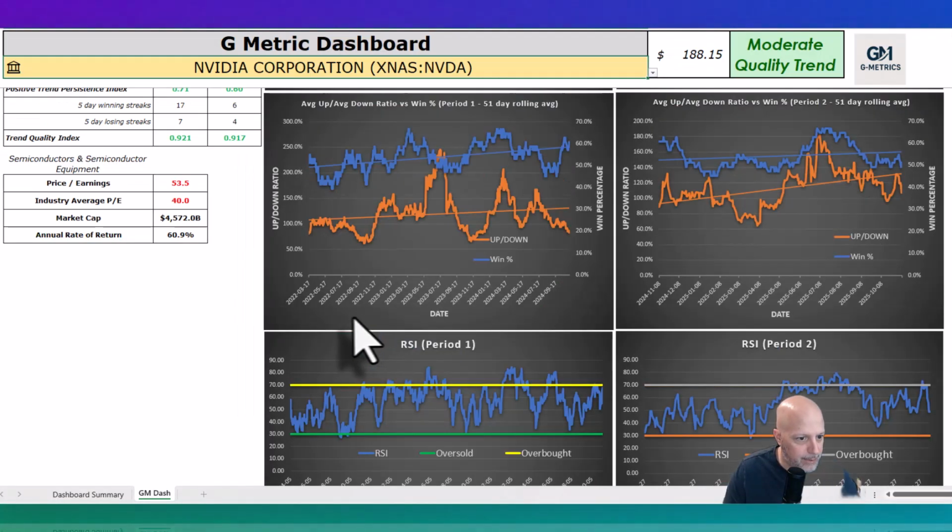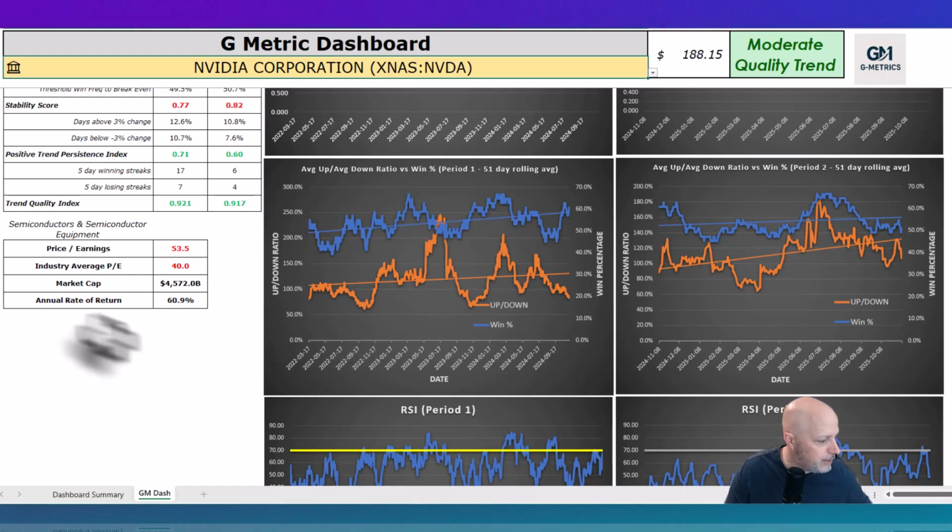Let's scroll up, and there's just a couple more data points to look at. We have price over earnings. So NVIDIA is 53.5 here. The industry average is 40. That's how we got, on the previous dashboard summary page, that NVIDIA was expensive for its industry. It was just comparing these two numbers.